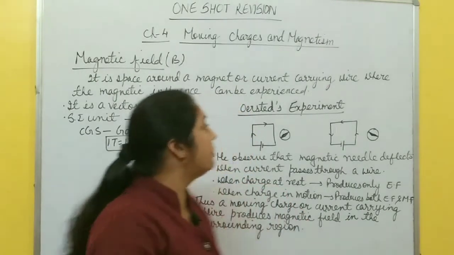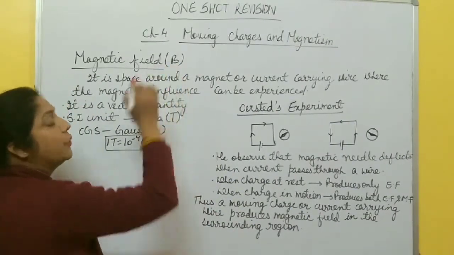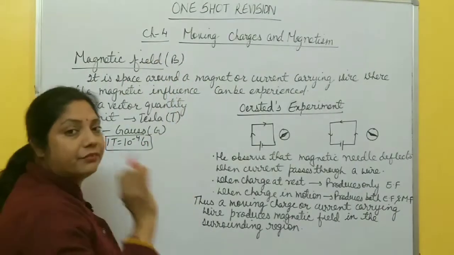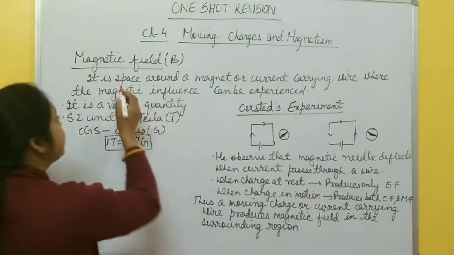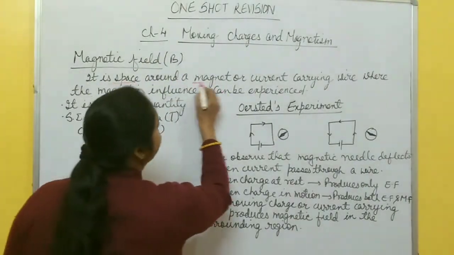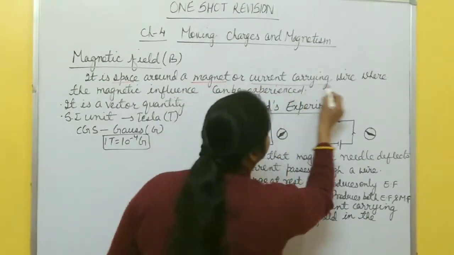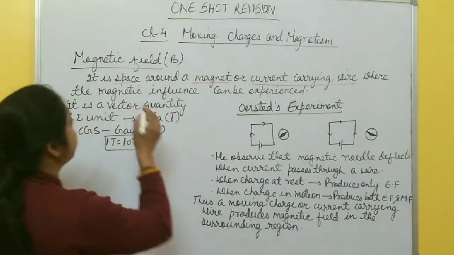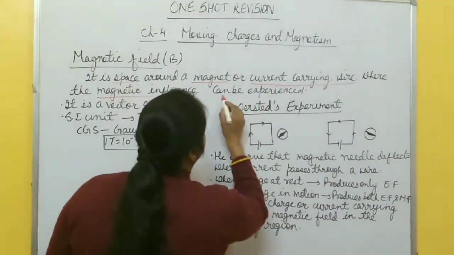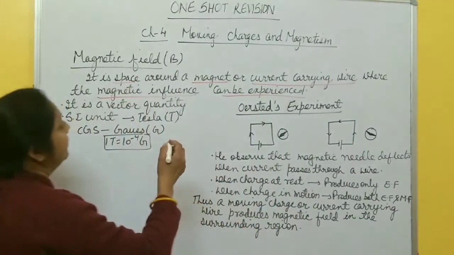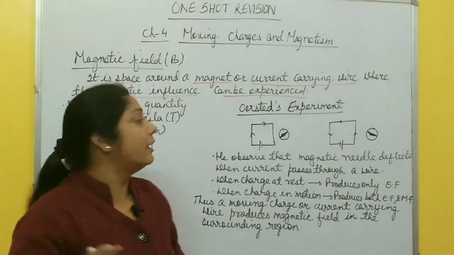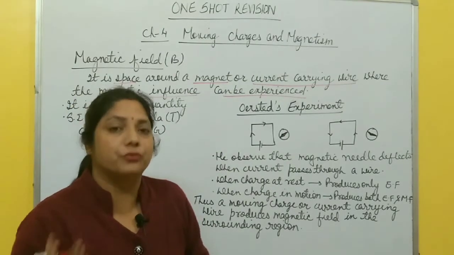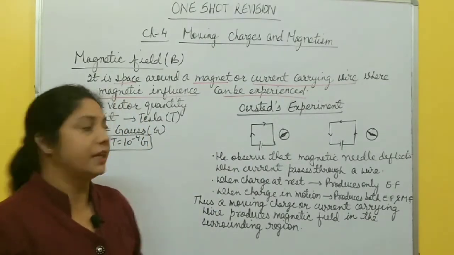So first you must know about magnetic field. It is denoted by capital B, right? The notation of magnetic field is capital B, and it is the space around a magnet or any current carrying wire where the magnetic influence can be experienced. It means when anything comes near a magnet or current carrying wire, it experiences magnetic force. Magnetic influence can be experienced.